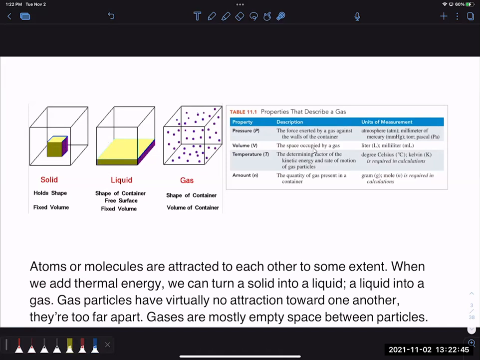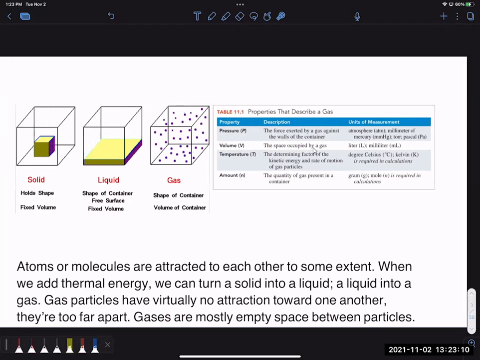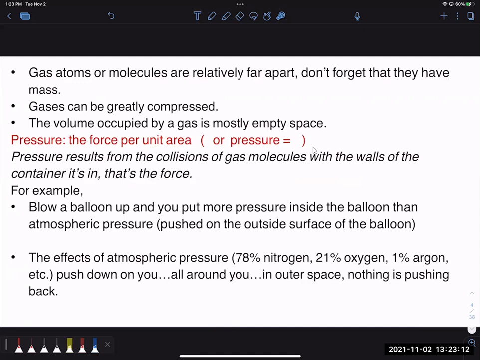So atoms or molecules are attracted to each other to some extent. When we add thermal energy, we can turn a solid into a liquid, liquid into a gas. And then once we've gotten to gas, basically all of the energy that we've added has gone into breaking those bonds to separate the atoms and molecules from each other so that they have no attraction because they're moving too fast to stick. Gases are mostly empty space. Gas atoms and molecules are relatively far apart.